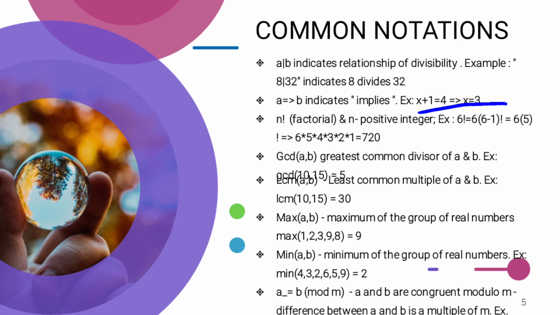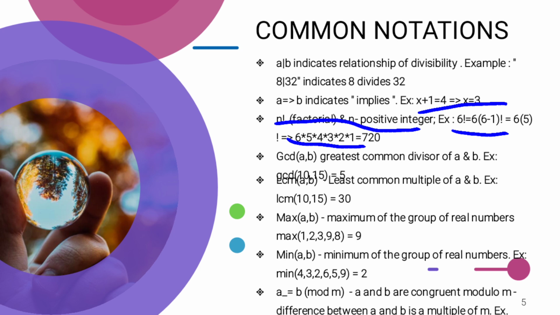n factorial, where n is a positive integer. For example, if we take 6 factorial, n factorial stands for n times (n minus 1) factorial. So 6 factorial equals 6 into (6 minus 1) factorial, which can be written as 6 into 5 factorial, which can be further expanded as 6 into 5 into 4 into 3 into 2 into 1, which is equal to 720.